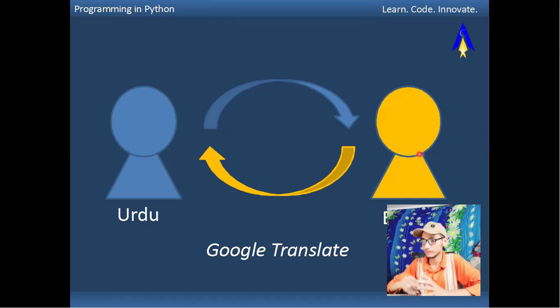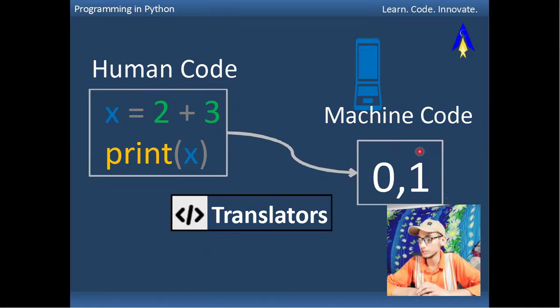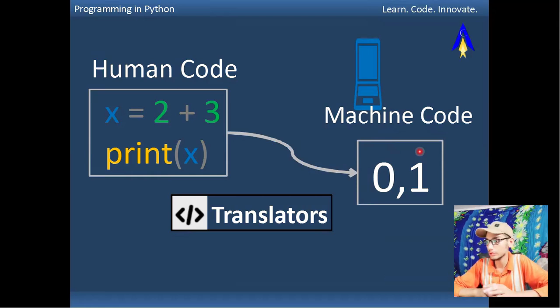In the same way, we translate human code into machine code, which is understandable for machines, the language of zeros and ones, which we can also call bytes or bits. We translate that human code, which is easy for us to write, into machine code, which is not easy for us to read but easy for machines to read, through software that we call translators. As the name suggests, translators translate human code into machine code so machines can run that code.